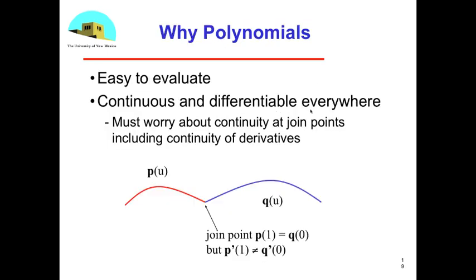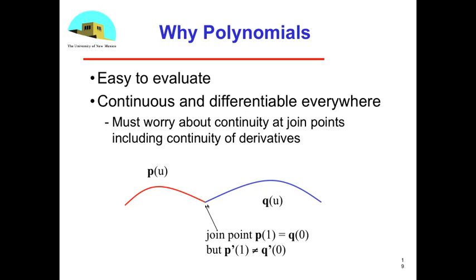Okay, so just to review why polynomials. As we said, they're easy to evaluate, but they also have the property that a polynomial is continuous everywhere. It doesn't all of a sudden take a jump, and any polynomial can always be differentiated. That's calculus 1. You take a polynomial and differentiate it, you get a polynomial of degree 1 less. So you don't have to worry too much about what's going on in the middle. You just have to worry about what goes on at the join point.